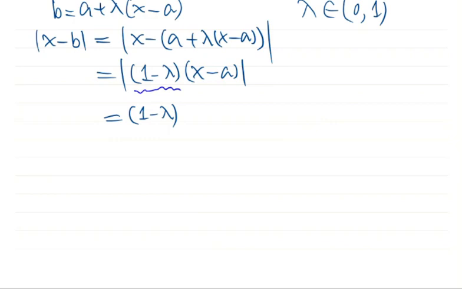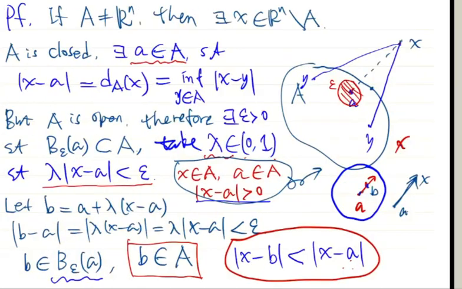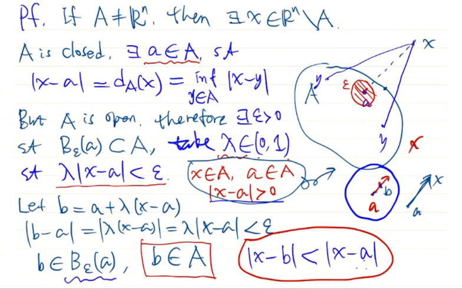Then, lambda is between 0 and 1, so this factor is less than 1. So this is strictly less than the norm of x minus a. So this is the inequality we want. So this proves our final inequality in this page.